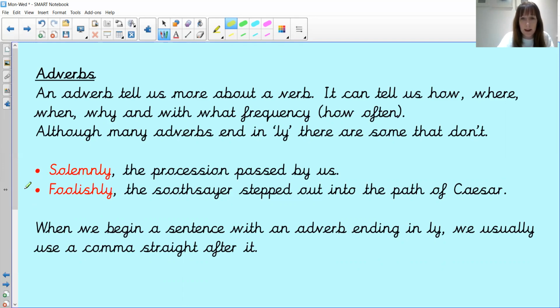Solemnly, the procession passed us by. Foolishly, the soothsayer stepped out in front into the path of Caesar. When we begin a sentence with an adverb ending in ly, we usually use a comma straight after it. So that's your adverb, so the comma goes straight after it. If it was an adverbial, like with great speed, the procession passed us by, the comma would go after the adverbial: with great speed, comma.